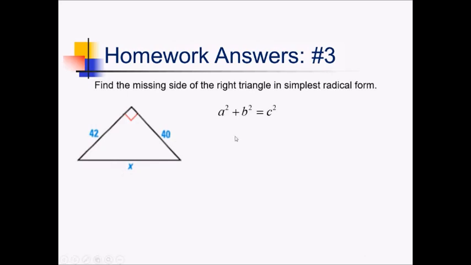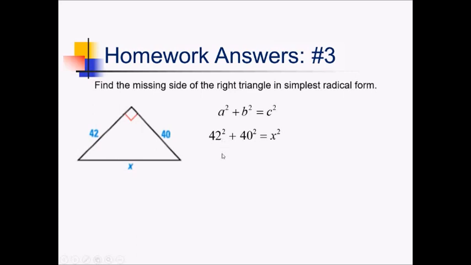So I always pick out my c side first. That's going to be the side that's across from the right angle. So that's this x side here, and that means that a and b we can write as 40 and 42 or vice versa. So I will write 42 squared plus 40 squared equals, in this case, x squared, because that's the variable they picked. And now let me add up what we have on the left side here.